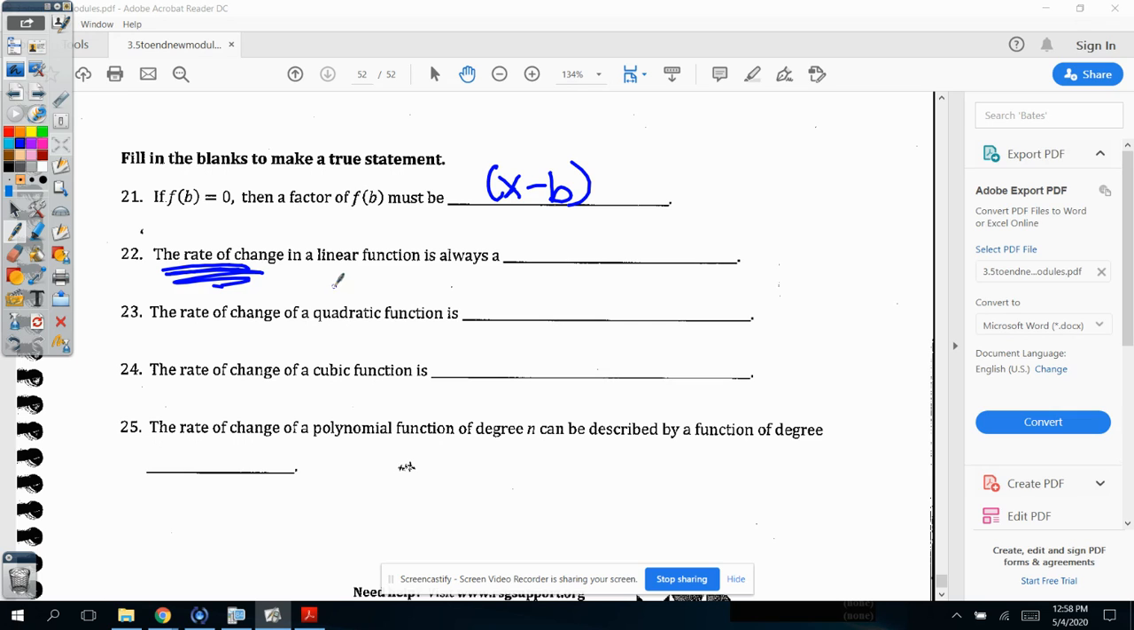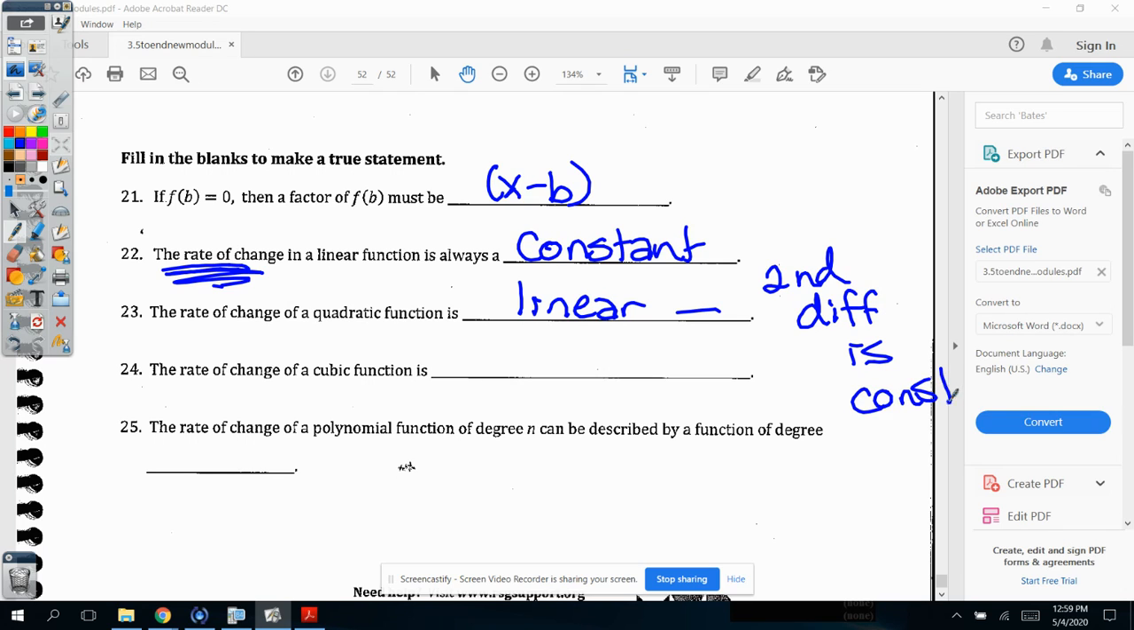Rate of change, linear functions, it's always constant. What this means, and we didn't really talk about it like this, the rate of change of a quadratic is what we call linear. What does that mean? It means the second difference is constant. If you did the second difference, it would be constant. This means the first difference would be constant. After you subtract them, you get the same number every time.